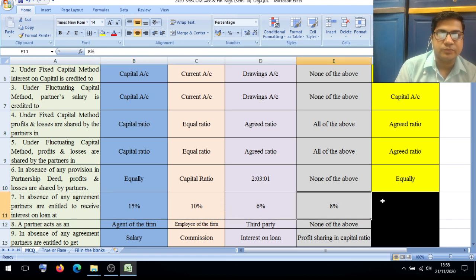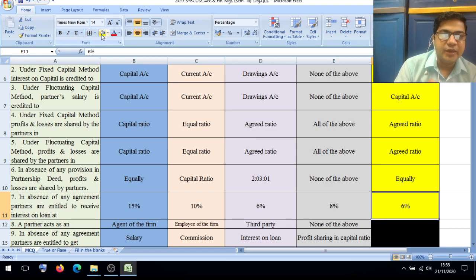So there is a particular rule: 6% interest on loan. It is compulsory if the agreement has not provided such kinds of information. So interest received by a partner on loan is 6%.